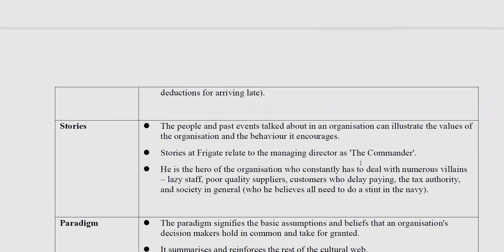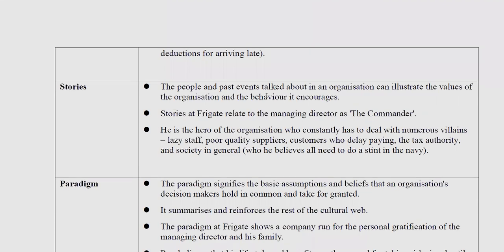And what are some of the stories? The people and past events talked about in an organization can illustrate the values of the organization and the behavior that it encourages. Stories at Frigate relate to the managing director as the commander. He's the hero of the organization who constantly has to deal with numerous villains like lazy staff, poor quality suppliers, customers who delay paying, the tax authority, and society in general, who believes all need to do a stint in the Navy. Meanwhile, this guy has never been to the Navy.